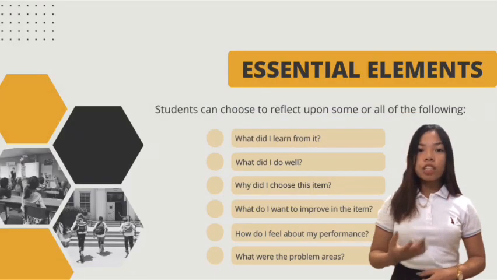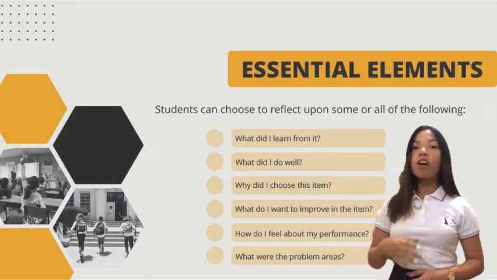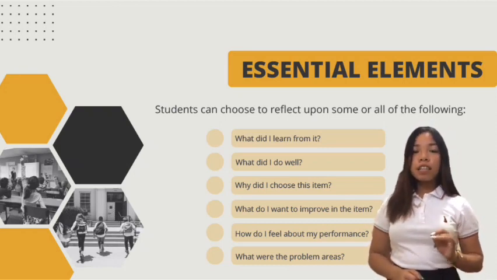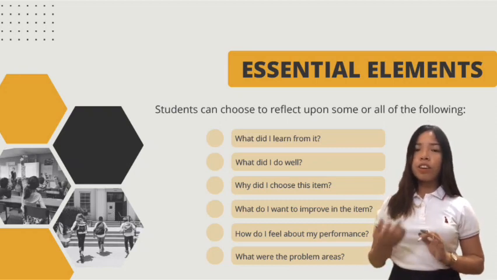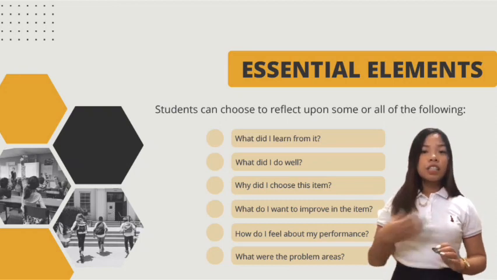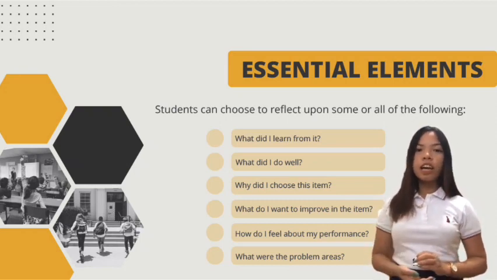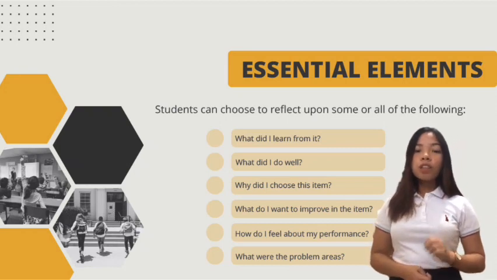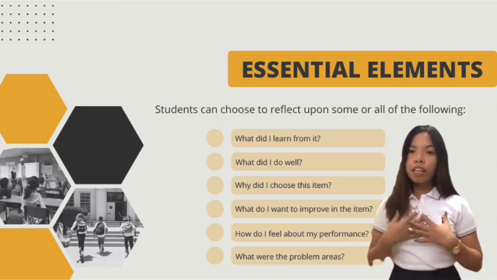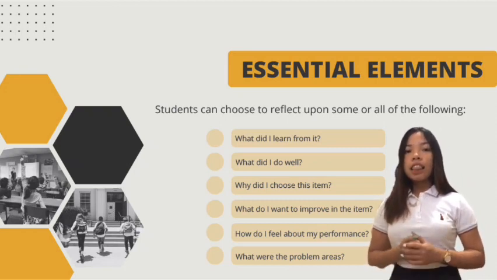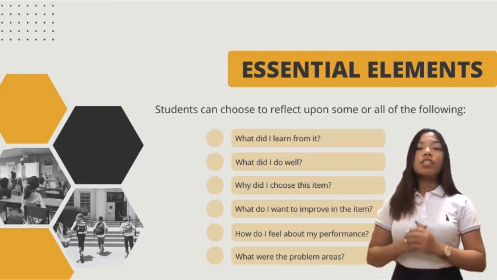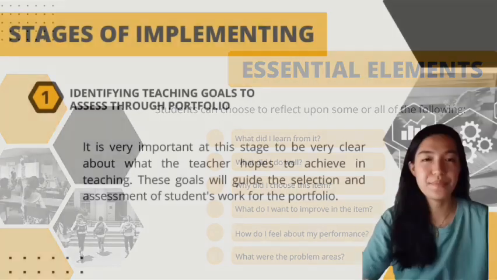And students can choose to reflect upon some or all of the following. First is, what did I learn from it? Second is, what did I do well? Third is, why did I choose this item? It is based on the teacher and student assessment criteria. And then fourth is, what do I want to improve in this item? Fifth is, how do I feel about my performance? And lastly, what were the problem areas? So that's all for the essential elements of portfolio.